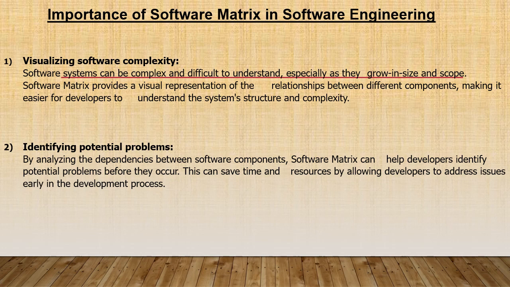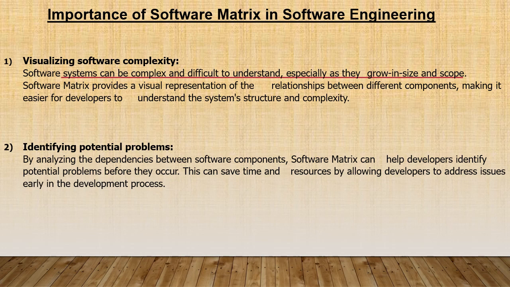So first is visualizing software complexity. Software systems can be complex and difficult to understand, especially as they grow in size and scope. So software matrix provides a visual representation of the relationships between different components, making it easier for developers to understand the system structure and complexity. So it gives you a picture of the relationships of different components. This will give software developers an easy understanding of the software structure of a project.